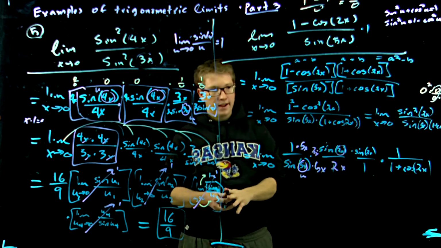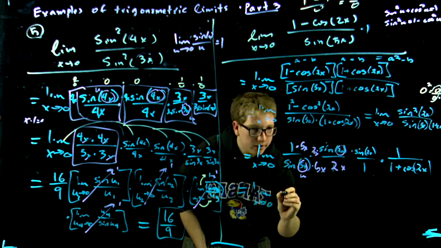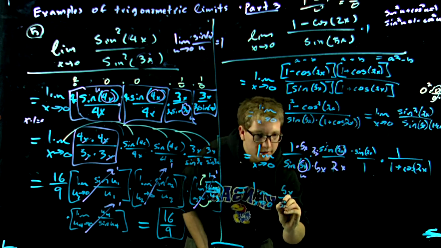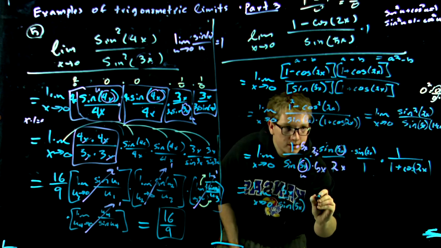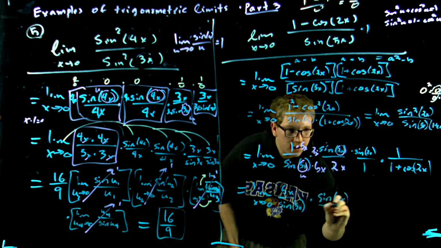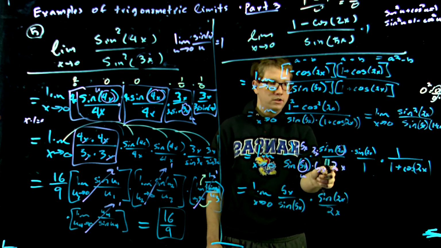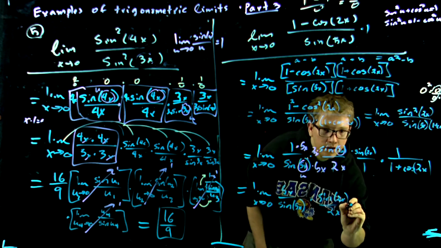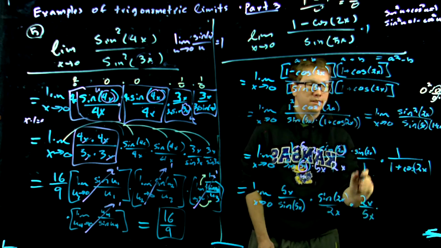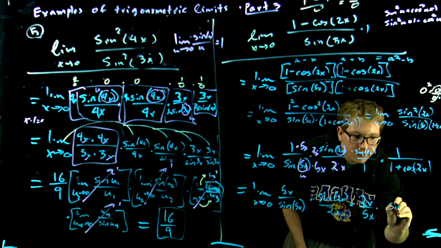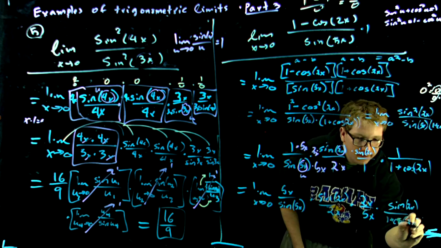Now if I rewrite this into something a little more meaningful, hopefully it will be slightly clearer why I'm doing this. Put 5x over sine of 5x, and then times sine of 2x over 2x. I've used one 5x and one 2x, but now I have two left, so I'm going to group them with themselves. Then I have this sine and this cosine. They're not really doing anything, so I'll leave this over here: sine of 2x divided by 1 plus cosine of 2x.